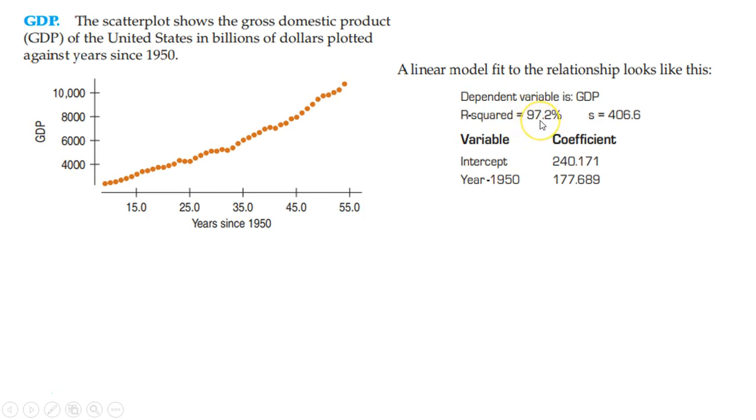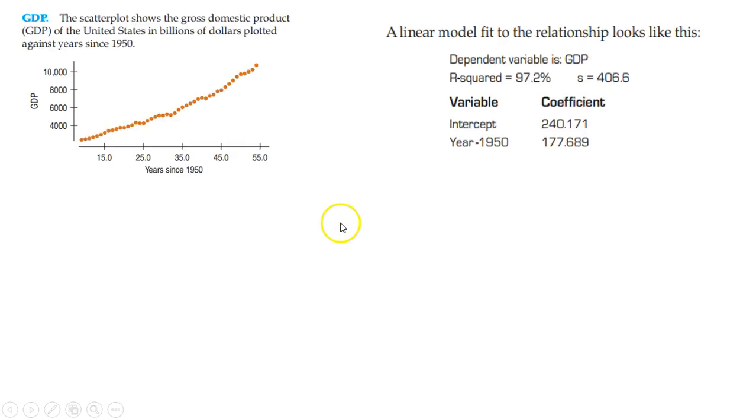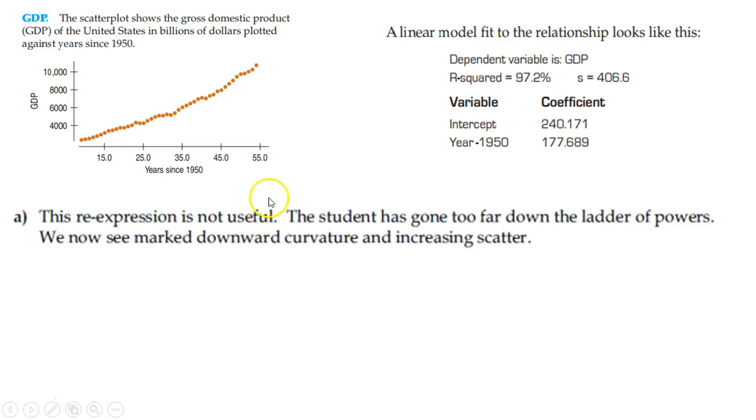To have 97.2% of the gross domestic product variability be associated with the variability of years since 1950, of the billions of dollars, it's not that bad, right? But does this suggest that it's a good model? It suggests it currently, but we need to do a little bit more, right? So the re-expression is not useful, because the student has gone too far down the ladder of powers. We now see marked downward curvature and increased scatter in the plot.